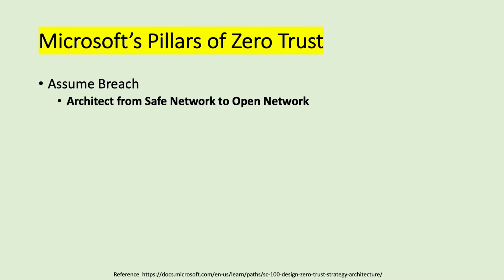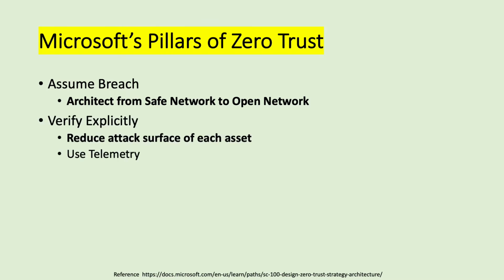The first one is assume breach. At some point, there is going to be a breach of some sort, and we want to architect from those traditional safe networks to the newer open networks that we see. We want to verify explicitly, so we want to reduce our attack surface on each asset. We want to use telemetry, monitoring, and logging to give us all that visibility. And we want to move away from trust by default, so we're verifying everything explicitly.